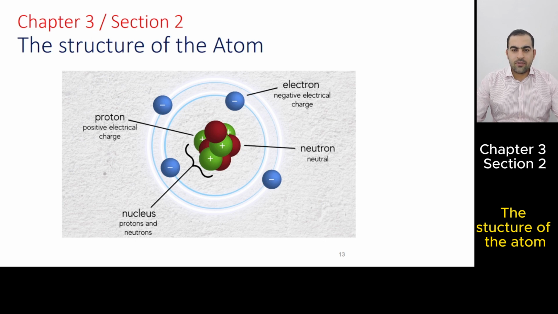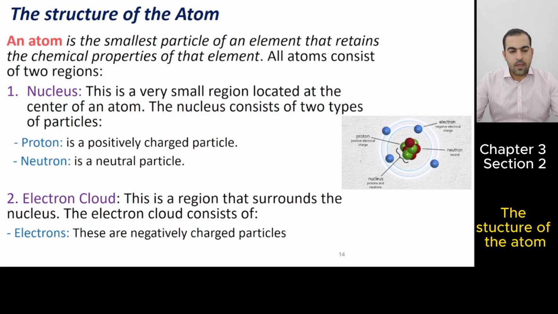Today we're going to talk about chapter 3 section 2, the structure of the atom. Let's start. The structure of the atom. Before we talk about the structure of the atom, we must know what an atom is. An atom is the smallest particle of an element that retains the chemical property of that element.